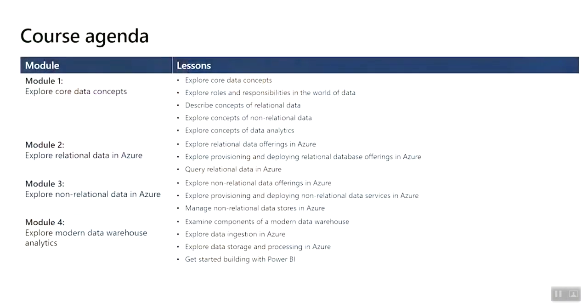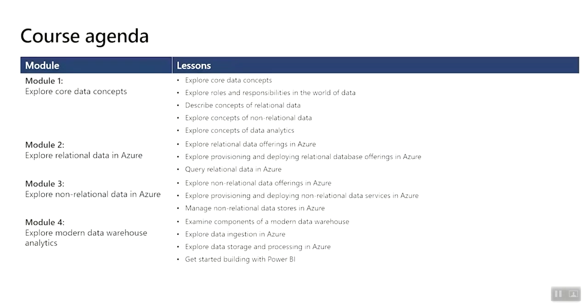Now let's take a look at the course agenda for this training. We've got 4 modules in this course, starting with Module 1, where we're going to explore core data concepts. And so we're going to have a look at some of the roles and responsibilities in data. We're also going to talk through some of the relational data concepts and non-relational data concepts, as well as concepts to do with data analytics.